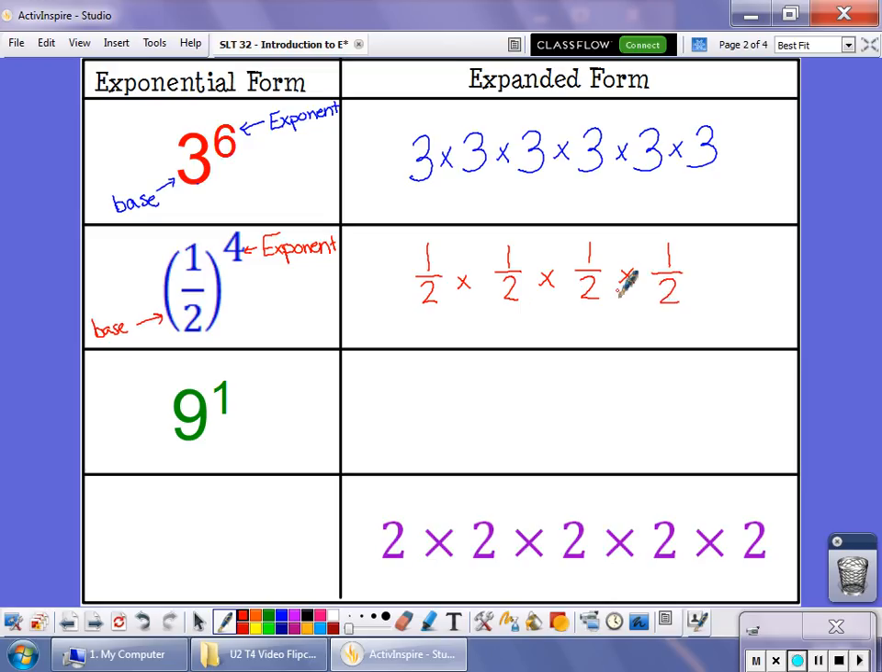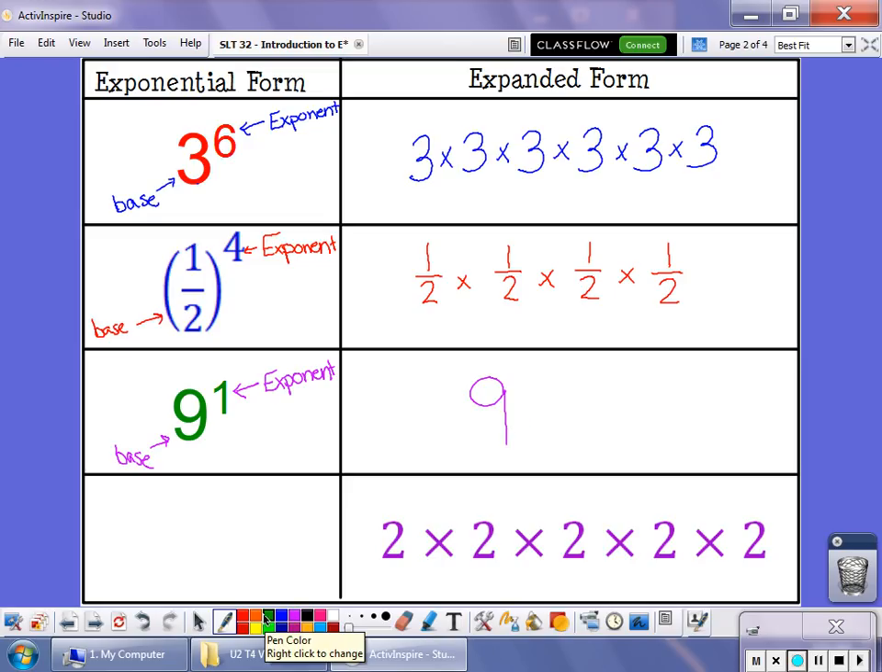Okay, now this last one looks a little tricky. My base is 9, so that means I'm going to multiply 9 over and over again, but my exponent is 1. That means I'm only going to multiply 9 one time, which means that's going to look just like this, okay, which is a little different.